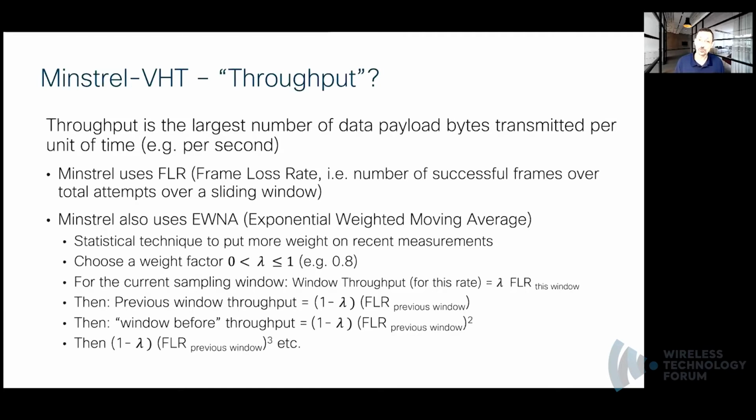But also, conditions are changing. So Minstrel also incorporates something that we call EWMA, which is the exponential weighted moving average, as you see at the bottom. And this is an equation that looks a little bit complicated. I'll show you how it works in an example in the next slide.